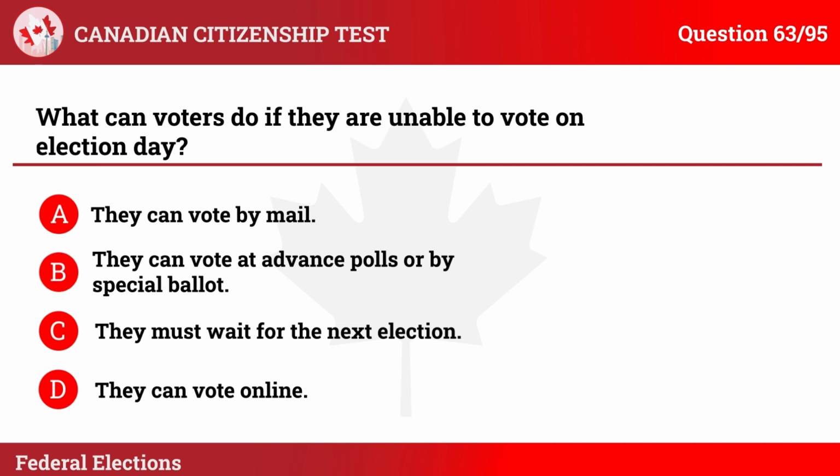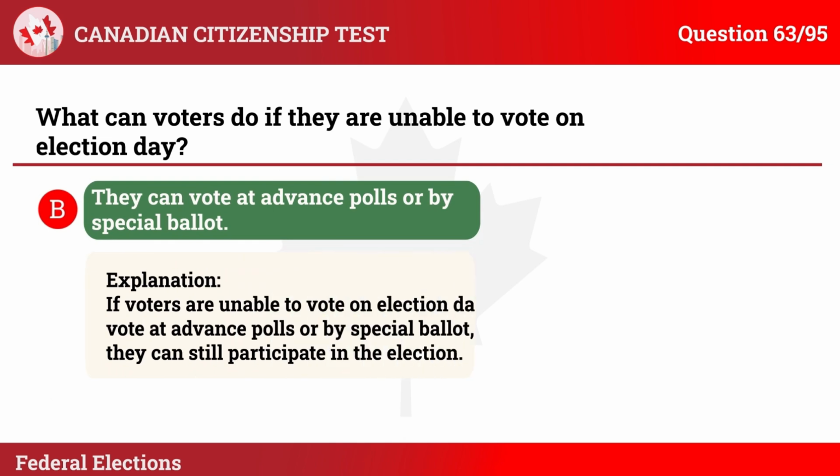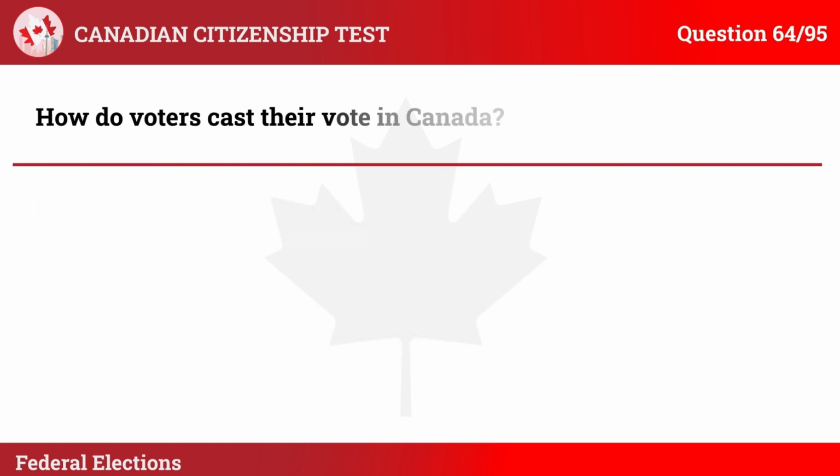The correct answer is B. They can vote at advance polls or by special ballot. Explanation: if voters are unable to vote on election day, they can vote at advance polls or by special ballot, ensuring they can still participate in the election. Question 64. How do voters cast their vote in Canada?